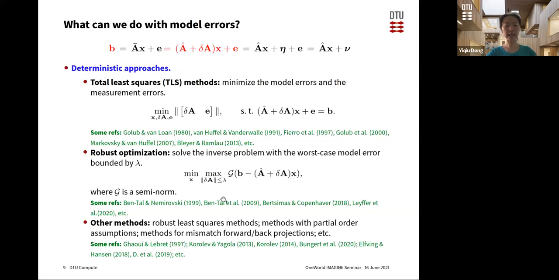There are also other types of methods. Here I just simply list the robust least square method, which combines the idea of robust optimization and the total least square method. There is also some interesting work from recent years, where we add a partial order assumption on the forward operator, and then they build a very nice theory about model error reduction.